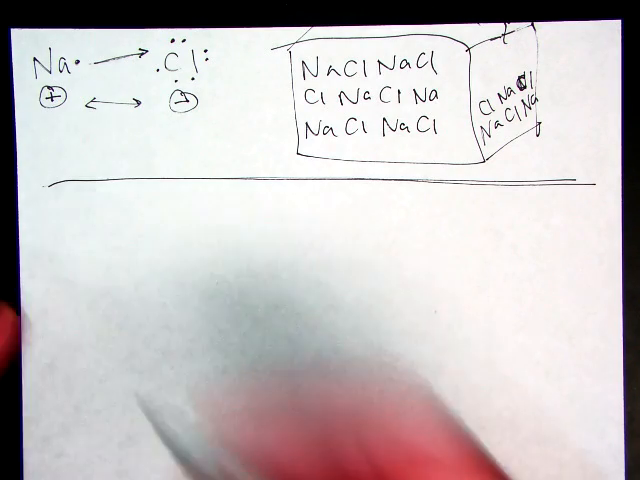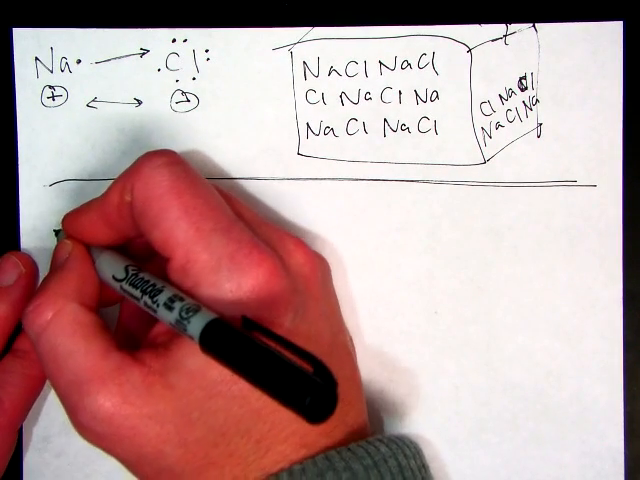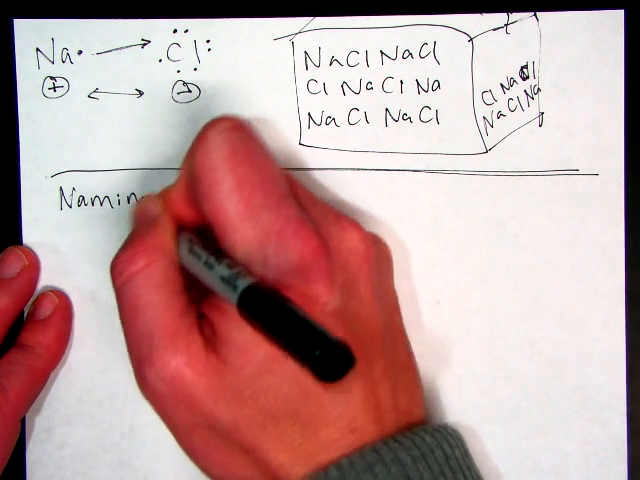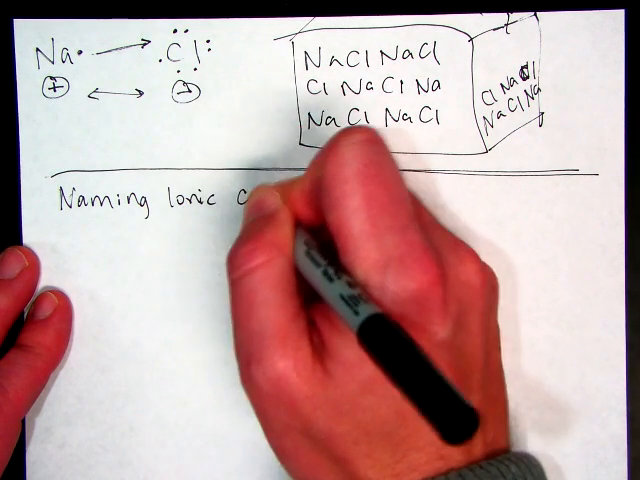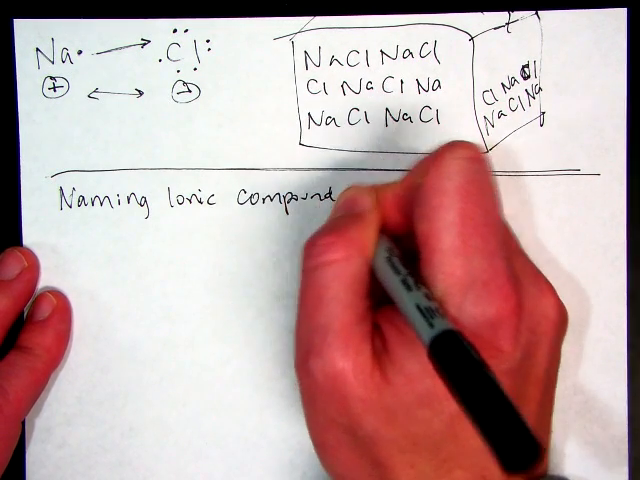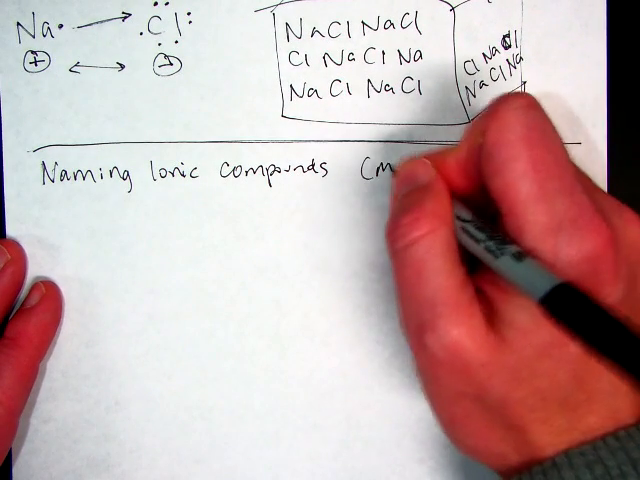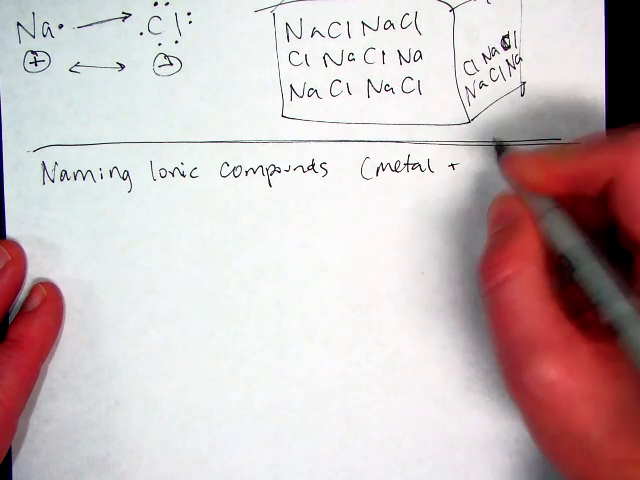Okay, naming ionic compounds is actually very easy. There are very few rules, and here are the rules for naming ionic compounds. First of all, remember that ionic compounds are metals and nonmetals, which will be important later next week.